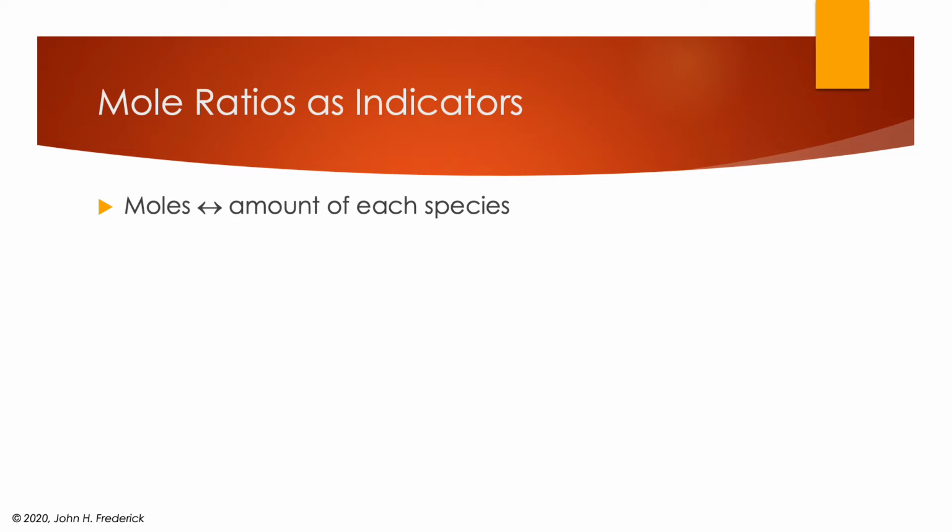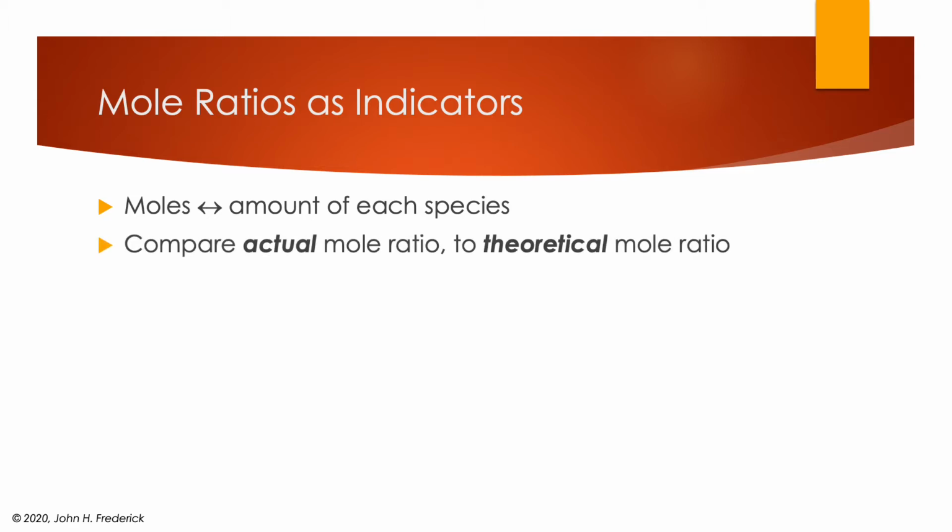So even if we're given amounts in grams, we should always convert them to moles, because that's what we can directly compare using the balanced chemical equation. What we're going to do then is compare the actual mole ratio that we get from the amounts that were given in a reaction to the theoretical mole ratio, which is indicated by the balanced chemical equation. So the numbers in front of the species in the balanced chemical equation basically tell you ideally how much stuff should be there, but the actual case, in fact, might be different.